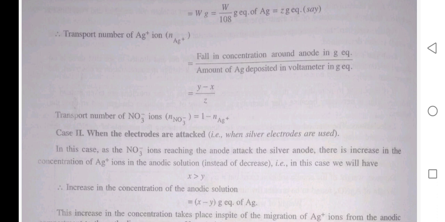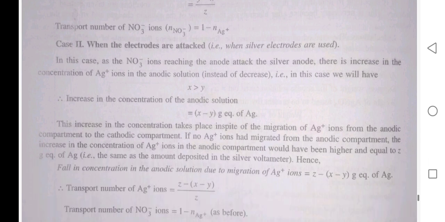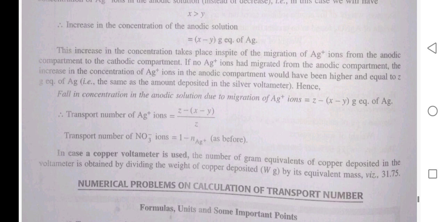When the electrodes are attacked, that is, when silver electrodes are used. In this case, as the NO3 negative ions reach the anode, they attack the silver anode, so there is an increase in the concentration of Ag positive ions in the anodic solution. In this case, we will have X greater than Y. Increase in the concentration of the anodic solution is X minus Y gram equivalent of Ag. This increase in concentration takes place in spite of the migration of Ag positive ions from the anodic compartment to the cathodic compartment.